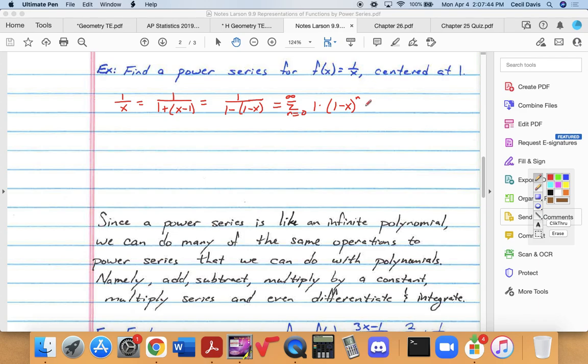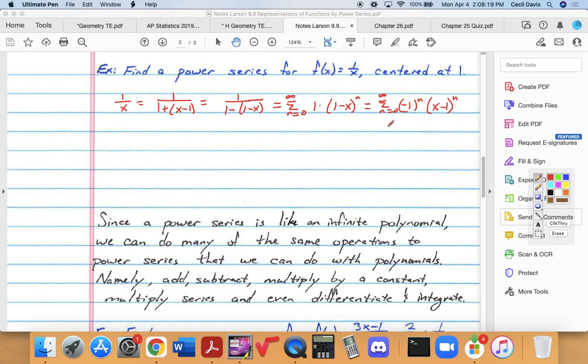By the way, I could rewrite this as the summation as n goes from 0 to infinity of negative 1 to the nth times x minus 1 to the nth. Does that make sense that I could rewrite it like that? I just factored a negative 1 to the nth out.